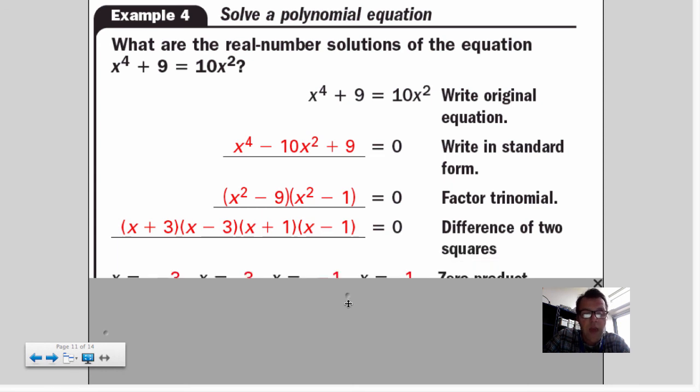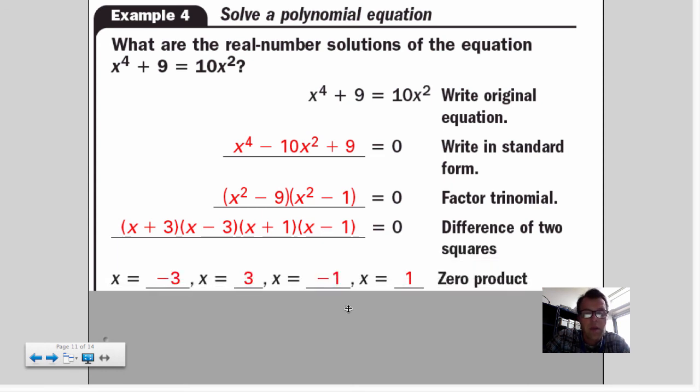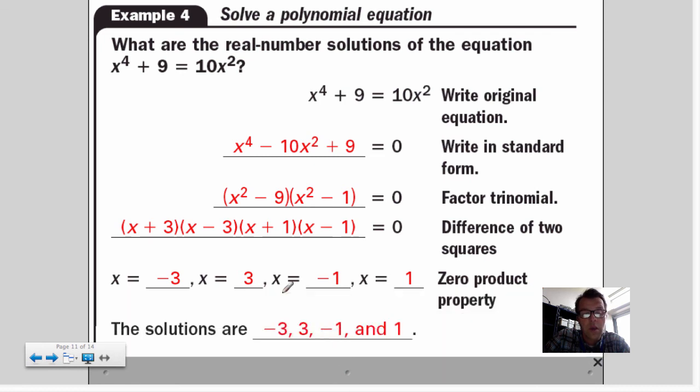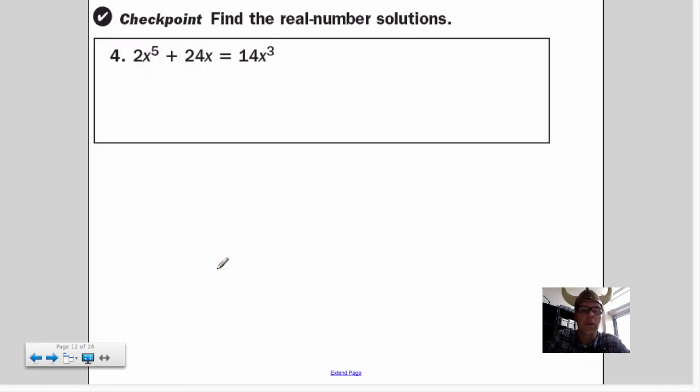And then I set each factor equal to 0 and solve. And finally, the solutions are, and there are 4, right? Negative 3, positive 3, negative 1, positive 1. And you should start back here and look and say, look, x to the power 4 gave me 4 answers. And that's pretty interesting, right? A quadratic, x to the power 2, gives me 2 answers. We'll talk about that more in further sections.